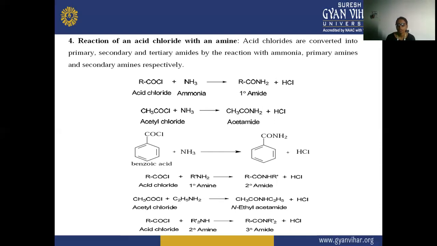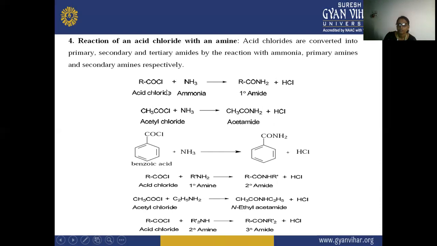Next is the acid chloride with a secondary amine. Acid chloride reacts with the secondary amine, and there is a formation of tertiary amide. So in the fourth reaction, the acid chloride is reacting with amines, converting into primary amide, secondary amide, and tertiary amide by reaction with ammonia, primary amine, and secondary amine.